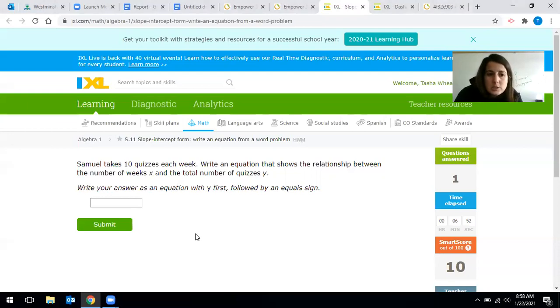So then if we look at this one, Samuel takes 10 quizzes each week. Write an equation that shows the relationship between the number of weeks and the number of quizzes. So again, there's no starting value in this case, so it would be y equals, so 10 quizzes each week would be 10x, where x is the number of weeks, and then plus, again, 0 because he hasn't taken any yet.